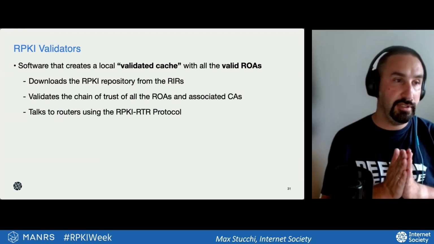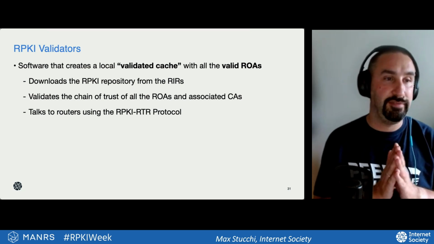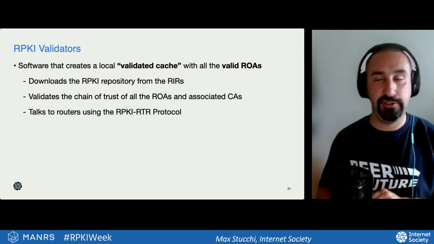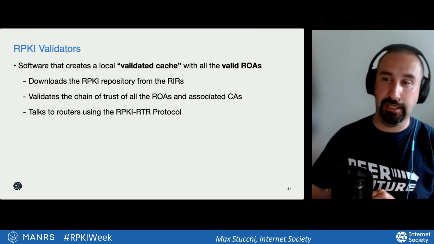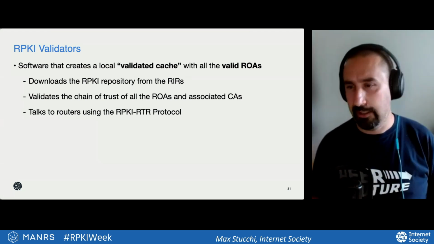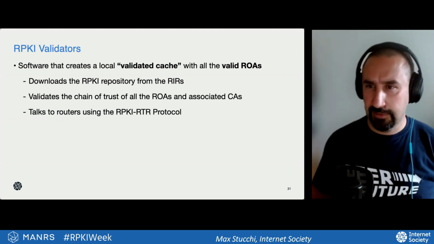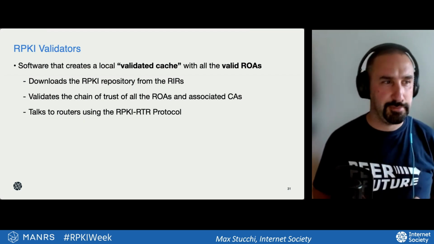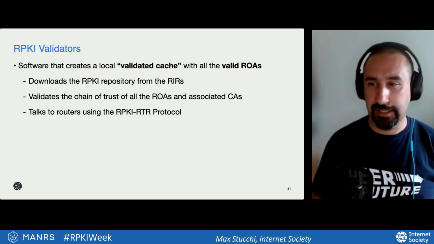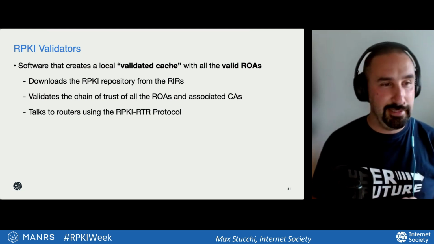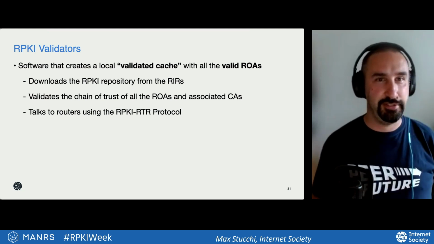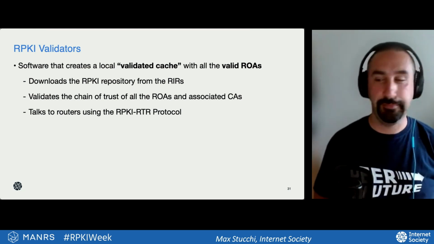These are software that create what's called a local validated cache with all the valid ROAs, which at that point change name and become VRPs, but I still like to call them ROAs all the way. I know Amrish doesn't like this. I know Amrish likes to be more specific, because Amrish used to work on the RPKI repository at Afrinic, but let's keep calling them ROAs for the moment. Let's not make things more complicated for the moment.